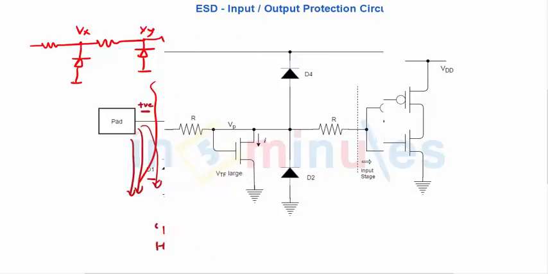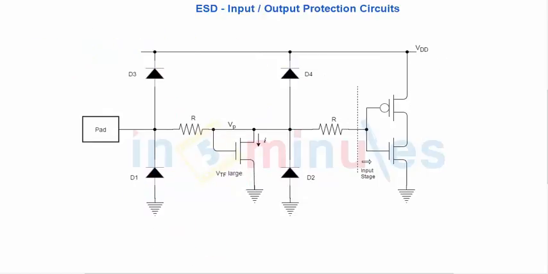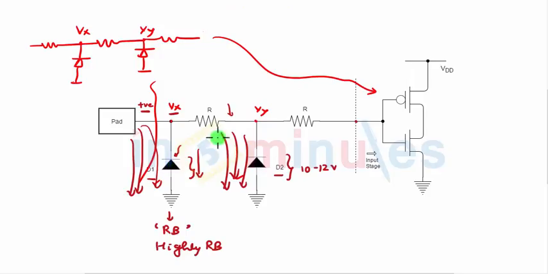Let's see another one, very similar to the previous one. If you look at it properly, D1 and D2 are exactly the same. There is a resistor. I have just connected a MOS transistor. So here this was present, this diode is present, this diode is present, this resistor is present. Here I have connected a MOS transistor. So this is one variation in this circuit.